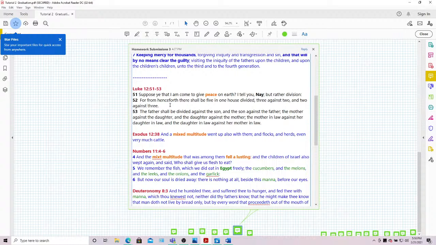"For from henceforth there shall be five in one household divided, three against two, and two against three. The father shall be divided against the son, and the son against the father; the mother against the daughter, and the daughter against the mother; the mother-in-law against the daughter-in-law, and the daughter-in-law against her mother-in-law."